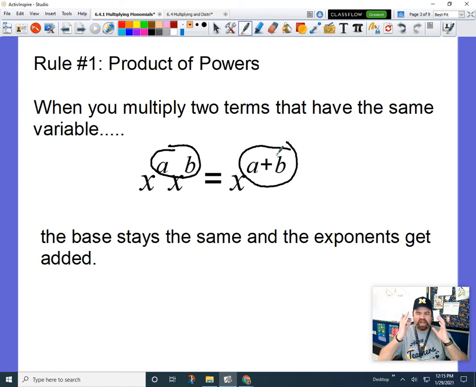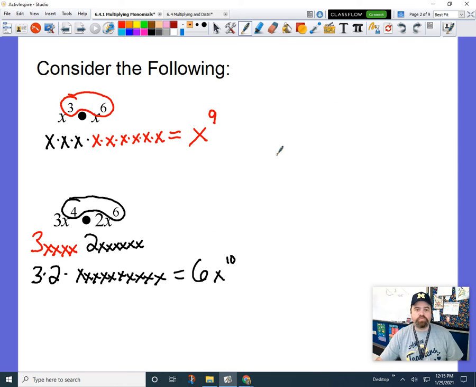Now, this is where you kind of have to pay attention to what you're doing. And if you don't remember the rule, that's fine, because you can expand this out and look at how many x's there are and then put it back together anytime. But if the bases are the same, meaning that the variables being multiplied together are the same, you can just multiply those together by adding the exponents, which is what happened here. X to the third and x to the sixth gave me an x to the ninth, because 3 x's and 6 more x's added together is 9 x's altogether.